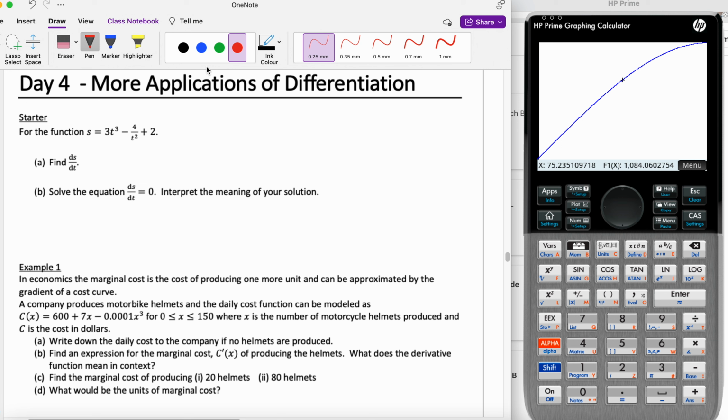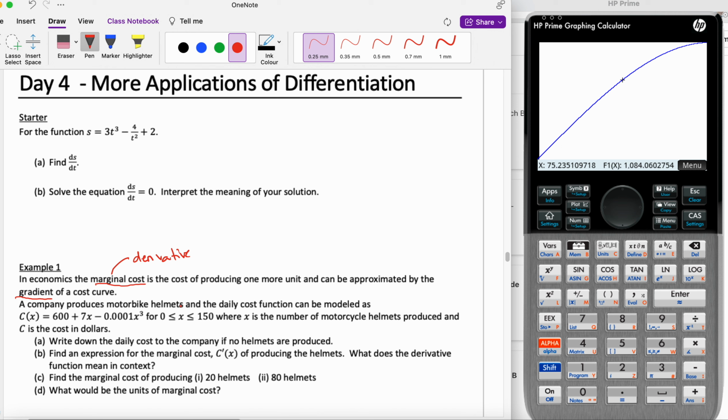Okay, so marginal cost is the cost of producing one more unit, and can be approximated by the gradient of the curve. Whenever you hear marginal, what you're going to hear is that this is the derivative. It's the rate of change of producing one more unit. Okay, so what do we have?